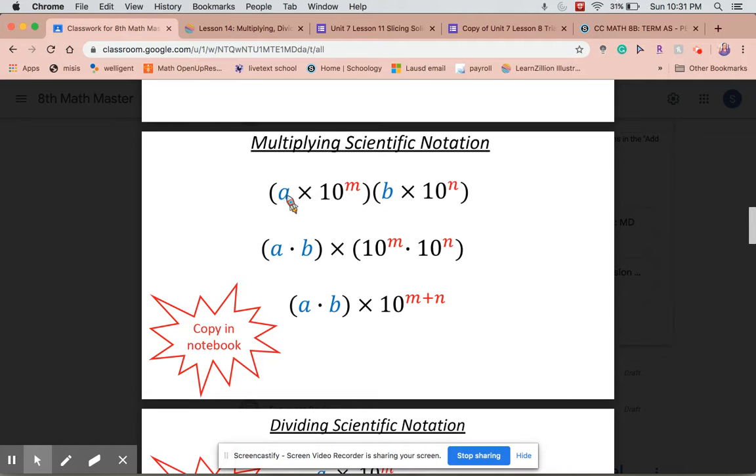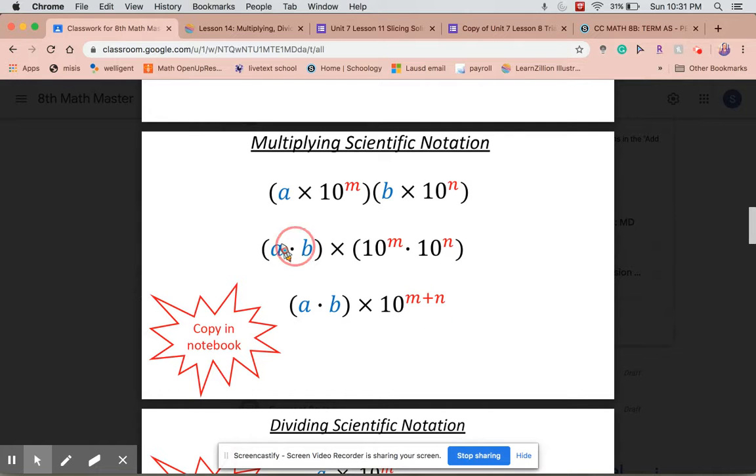So A times 10 to the power of m times B times 10 to the power of n. When you see something like this, do you notice how m and n are two different letters? So it's okay if the exponents are different, okay? So what do you do with the numbers without exponents? You multiply them, okay? And then you put the power of tens together like this. And remember what this rule means? The very first rule we did, we add the exponents.